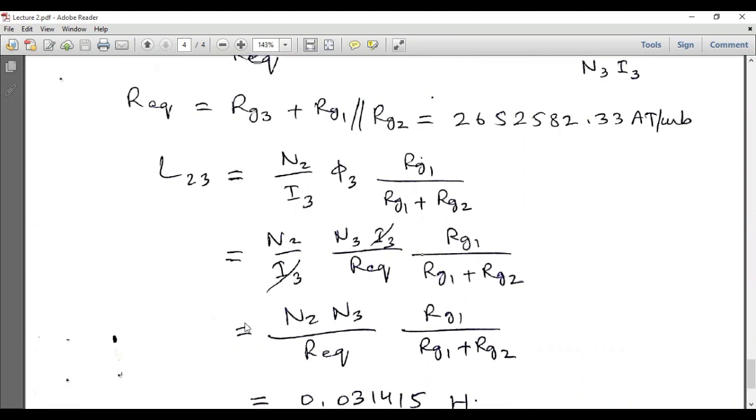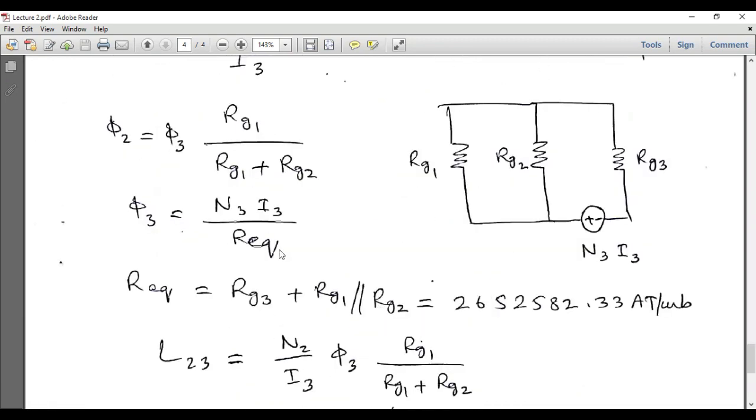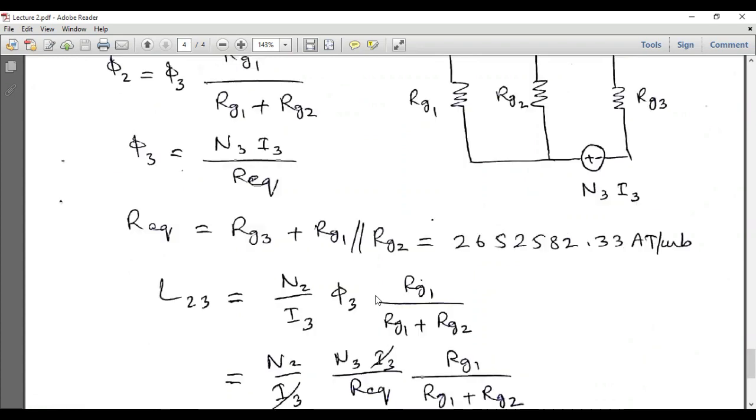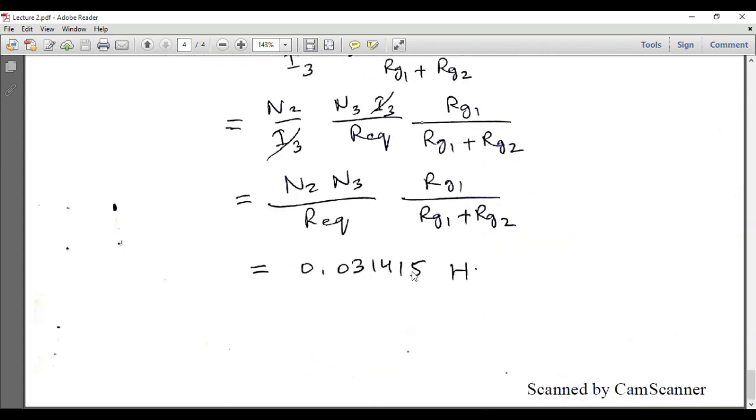We can either do the cancellations and get the simplified expression before substituting the values, or first calculate all the values of these variables and substitute in this final expression. So this is the final answer which is obtained at the end of this lecture.